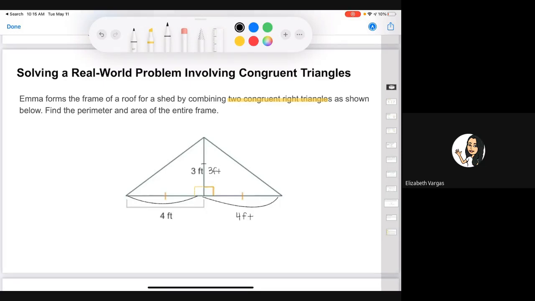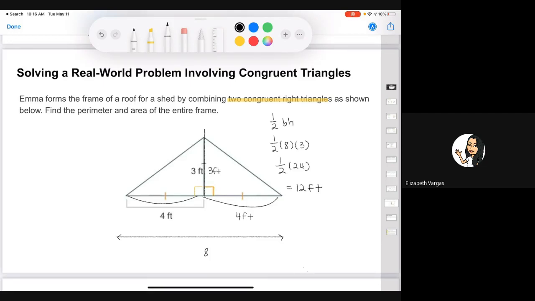Okay? In order to find the area of triangles, what we use is the equation 1/2 base times height. So 1/2 the length of our base. So 4 plus 4, this is the length of our entire base, 8, times height. How tall is my triangle? 3. 1/2 times 24 equals 12 feet. So that is my area.